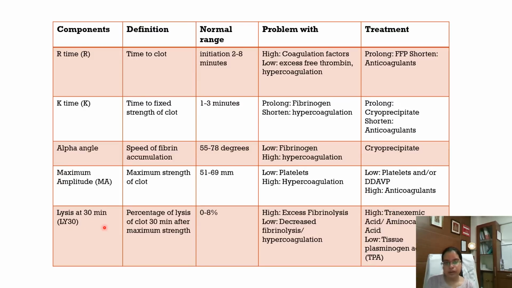Now lysis at 30 minutes. This is the percentage of lysis of clot 30 minutes after maximum strength. So if it is high, that means excess fibrinolysis is going on. That means the patient can also bleed. So we will give antifibrinolytic agent, that is tranexamic acid. And if it is low, that means there is decreased fibrinolysis. So we can give tissue plasminogen activator.